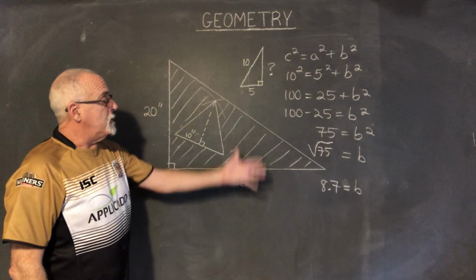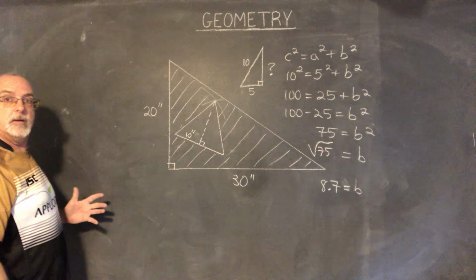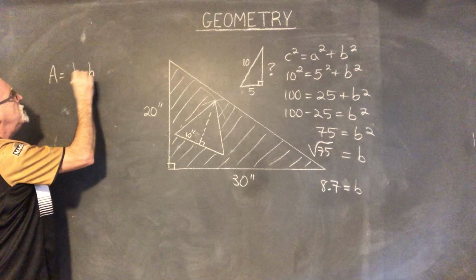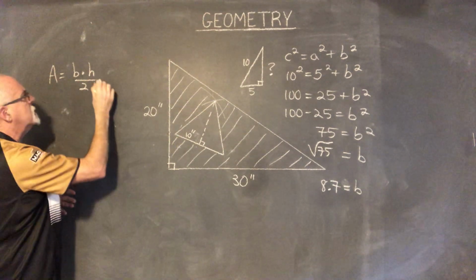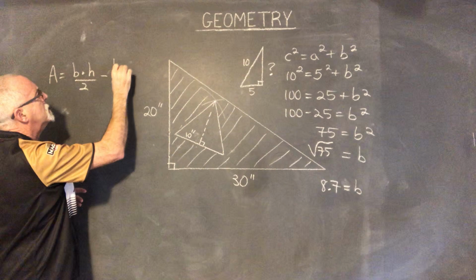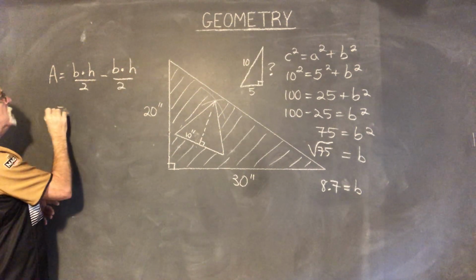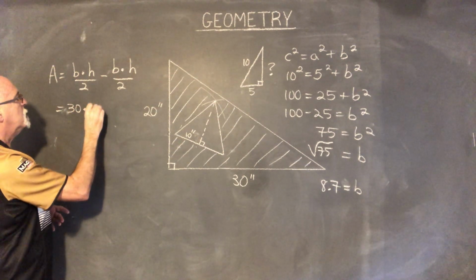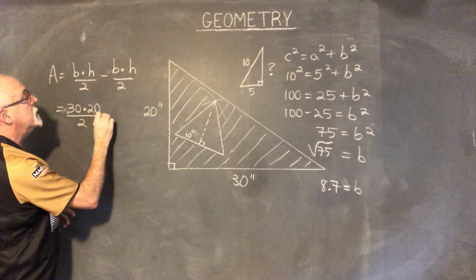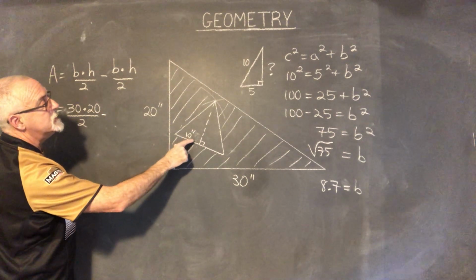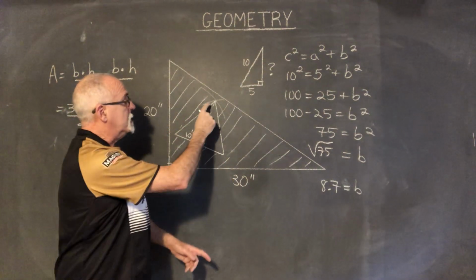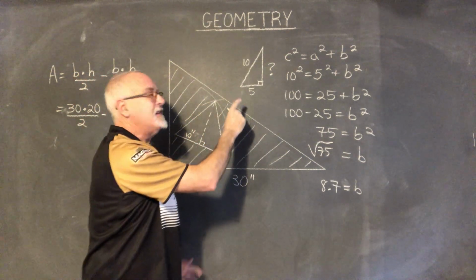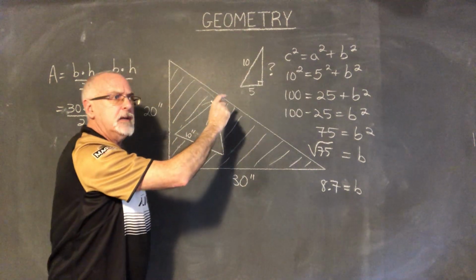Okay, finally, after all that work, I have enough information to do my composite figure, and I have enough space over here. The area is going to be base times height over 2 minus another base times height over 2, which will be equal to 30 times 20 over 2 minus the base is, now we're doing the base of the entire equilateral triangle. A lot of students I know would say, okay, the base is 5. Well, we don't really need the area of just this little bit. We need the area of the whole thing.